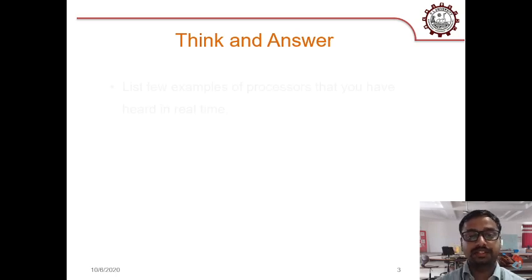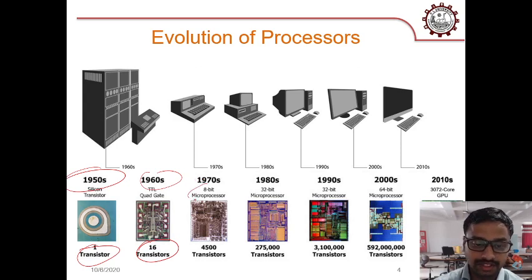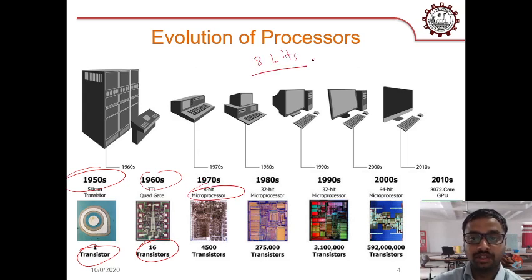If you look at the various kinds of processors that have evolved through time, the early stages of processors happened around 1950, which contained only one transistor. And if you look at the evolution, the 1960s made 16 transistors, and in the 1970s we got the first 8-bit processor. So what is this 8-bit processor? It is able to process 8 bits of information. That means you should be able to add 8 bits of data at a time, or multiply 8 bits of data at a time.